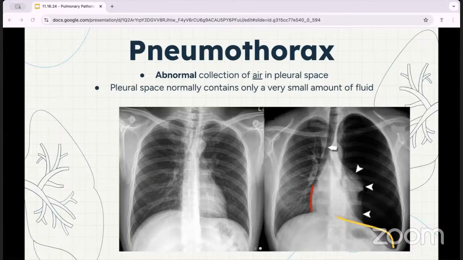So here, these arrows are pointing to that pneumothorax, showing how the lung is collapsed while the surrounding air fills the pleural space. And you should notice how the sharp white line, in red, marks the edge of the collapsed lung, while the black space beyond it represents the air in the pleural space.